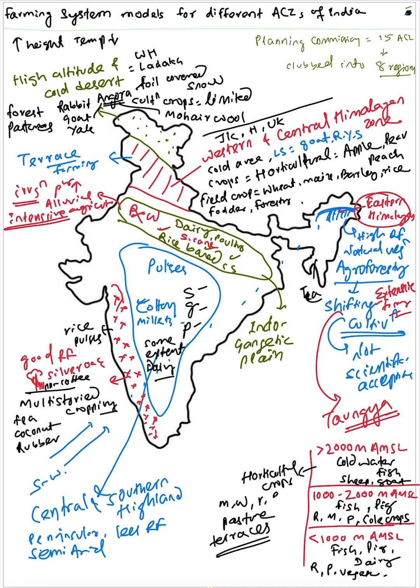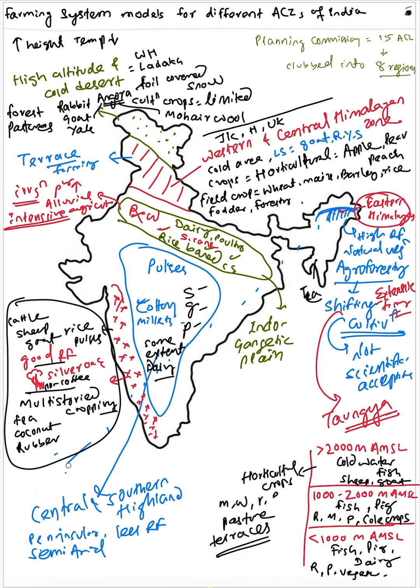And among the crops, we are going for rice, and we are going for pulses in some parts of the areas. And with respect to the livestock, as a good amount of rainfall is there, hence we can go for cattle, sheep, and also goat among the livestock. So this is the thing with respect to the Western Ghat. This region is called the Western Ghat.